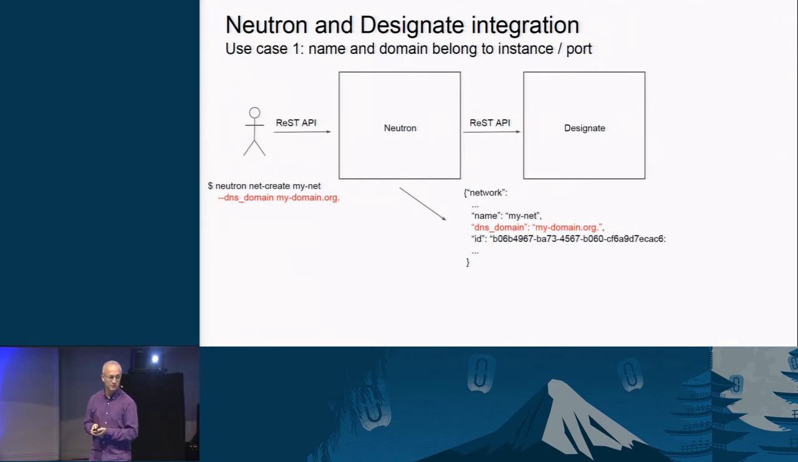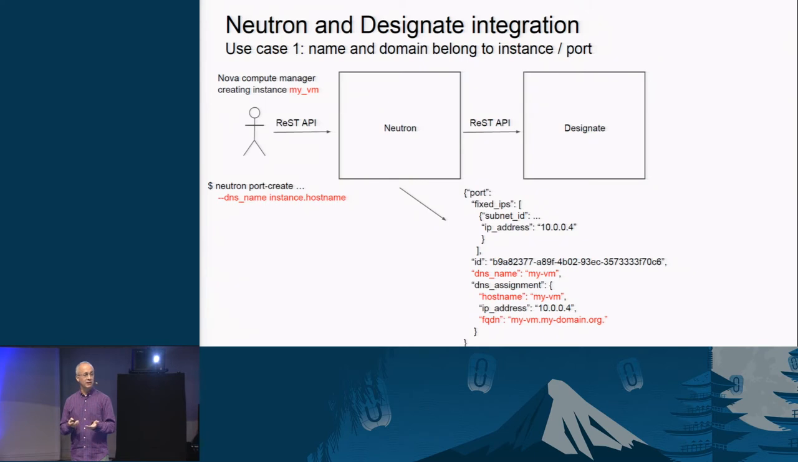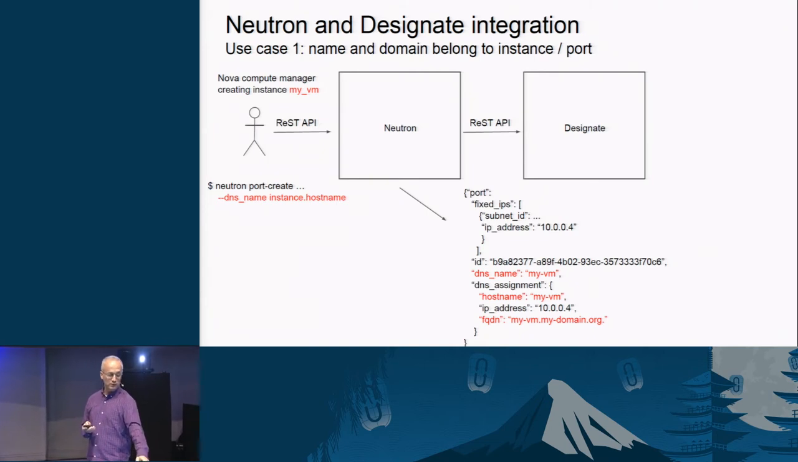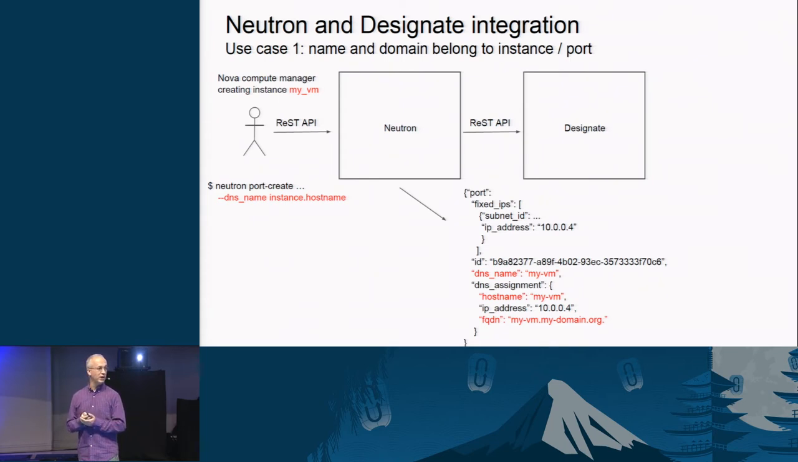So far, so good. Next step is, let's say we create an instance, and that instance happens to have a port on that network. So what's going to happen is that Nova creates a port, and that port has a DNS name specified by the name of the instance. And as you can see in the fully qualified domain name of the attribute, it got the domain name associated with the network.